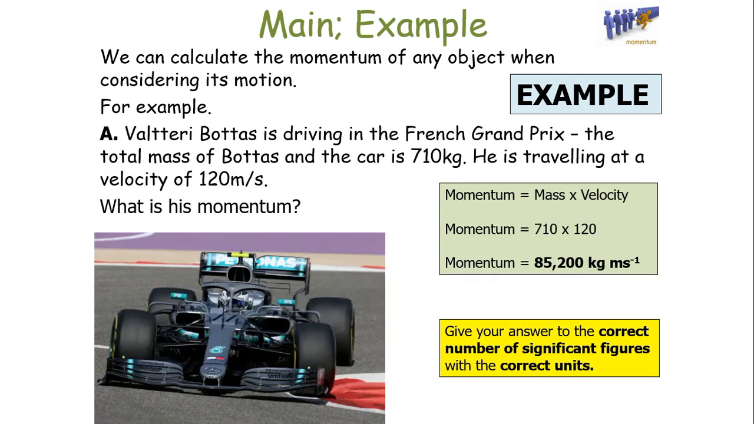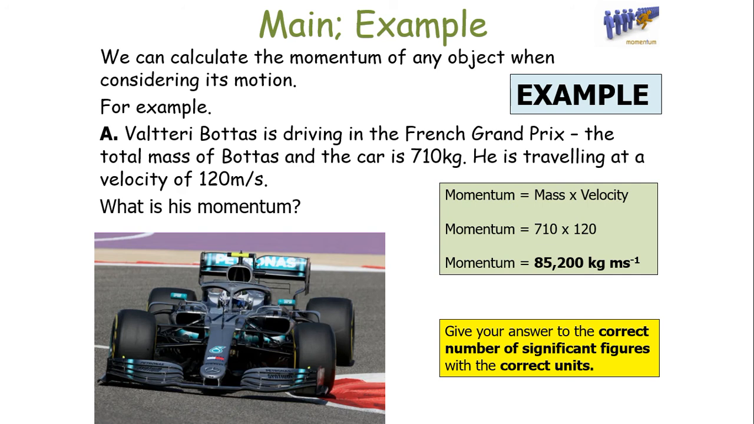Here's another example. Valtteri Bottas is driving the French Grand Prix. The total mass of Bottas and the car is 710 kilograms. He's traveling at a velocity of 120 meters per second. What is his momentum? So we say momentum equals mass times velocity, and we go 710 times 120, so we get 85,200 kilogram meters per second.